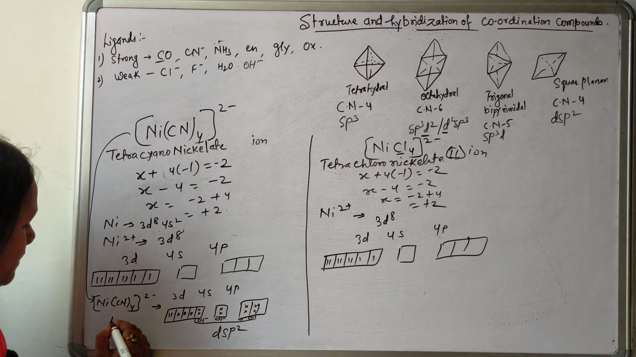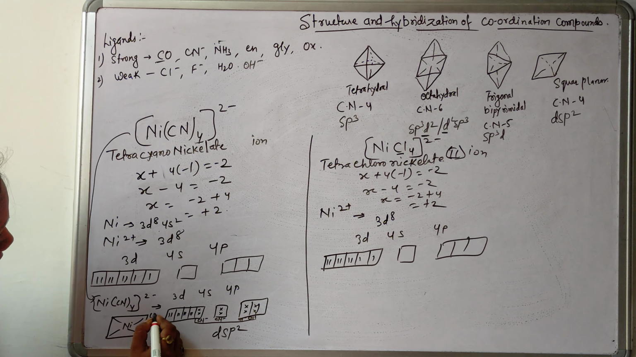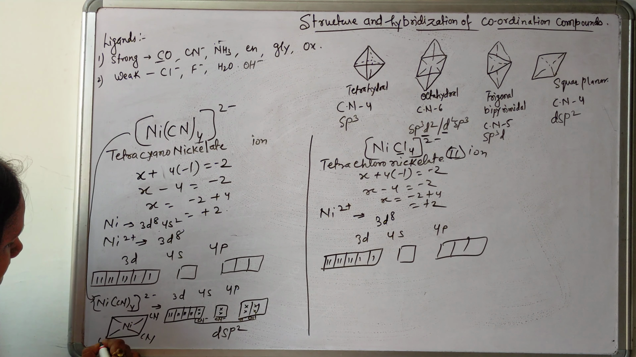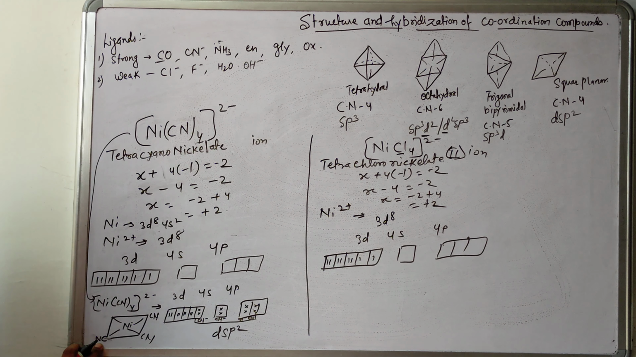Here nickel is the central metal. CN is the outside ligand. Remember always, C is donating its electron pair, so we will write NC. So here I will also write NC because C is donating the electron pair. So that CN, and it will be minus 2. This is the structure of the tetracyanonickelate 2 ion, square planar dsp2 hybridization.